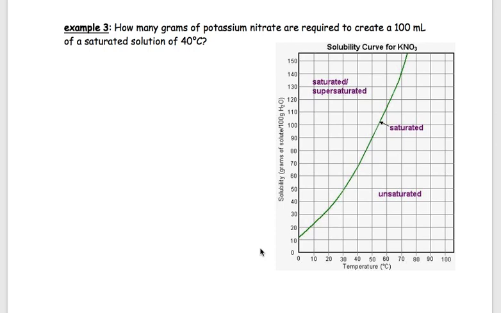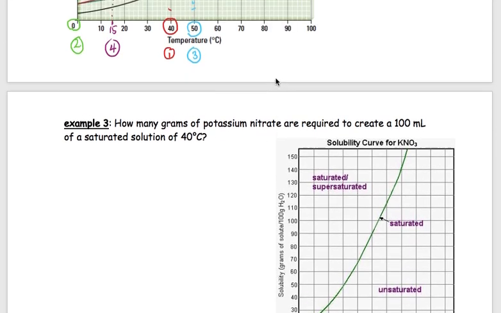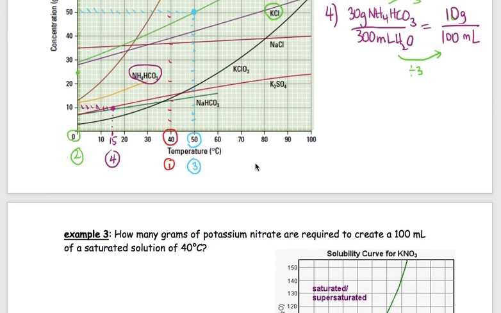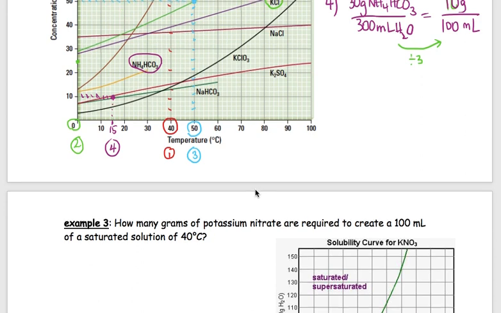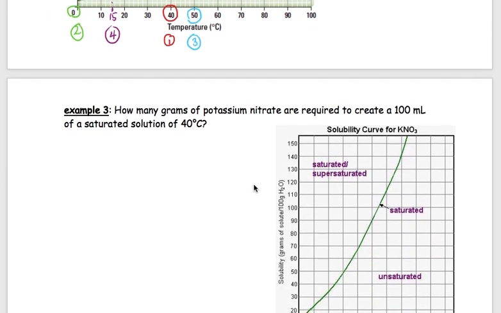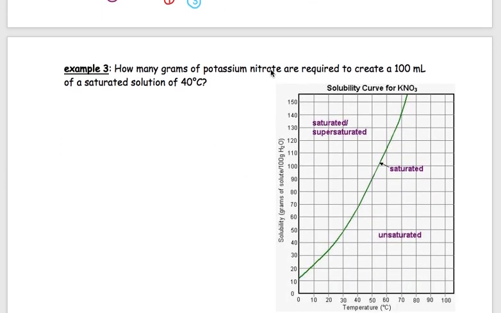With this one here, we have potassium nitrate again. So far we've been connecting the temperature and the mass together. Now I need you to find how many grams of potassium nitrate are required to create a 100 milliliter saturated solution at 40 degrees. So we have some conditions here, and we need to figure out how much potassium nitrate we need to mass out and put into this 100 mils of water so that it becomes a saturated solution.